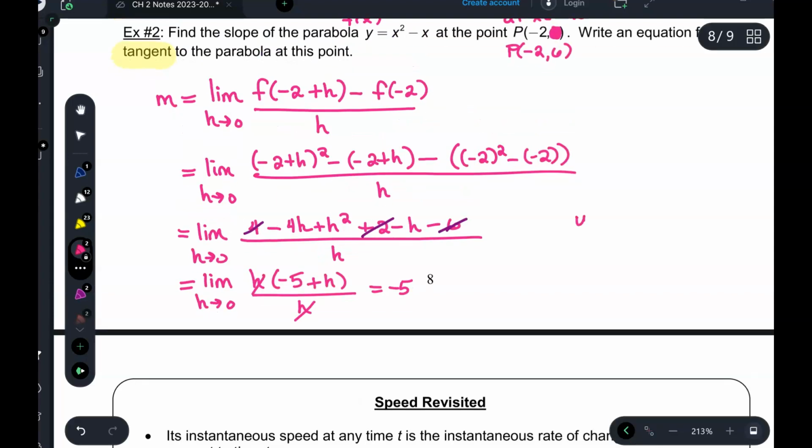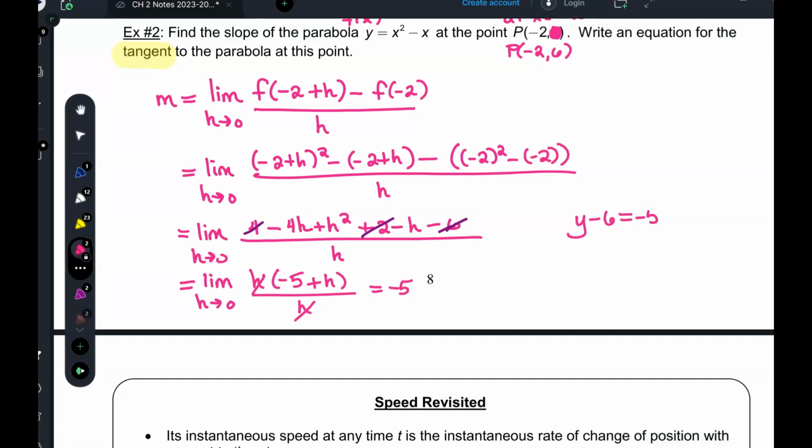Okay. So then y minus 6 equals -5 times x plus 2. There's our tangent. The y value is supposed to be 6. I thought my answer was wrong because I got -5.